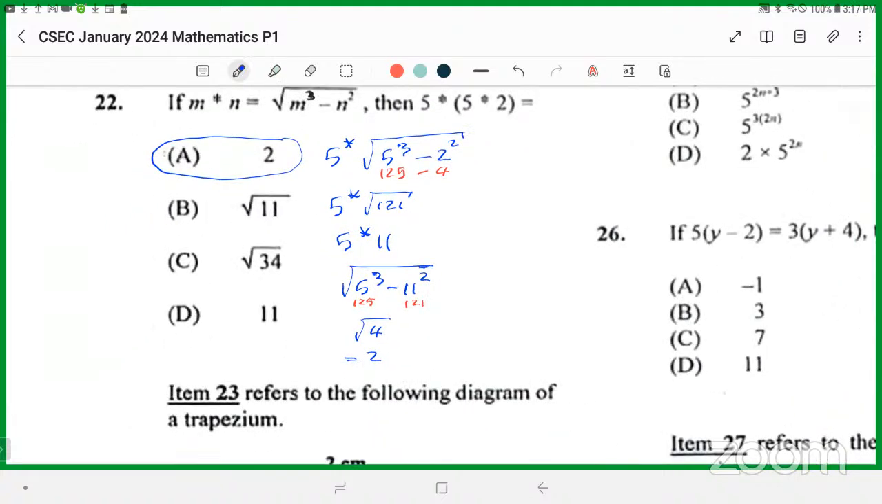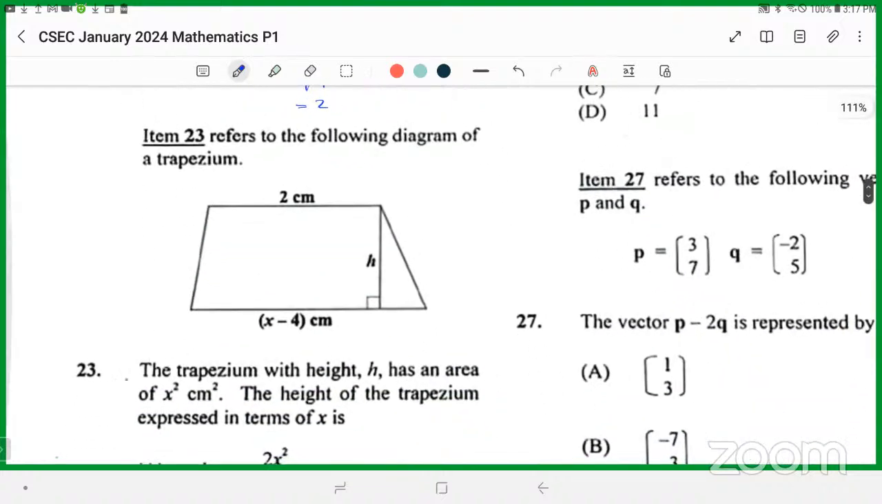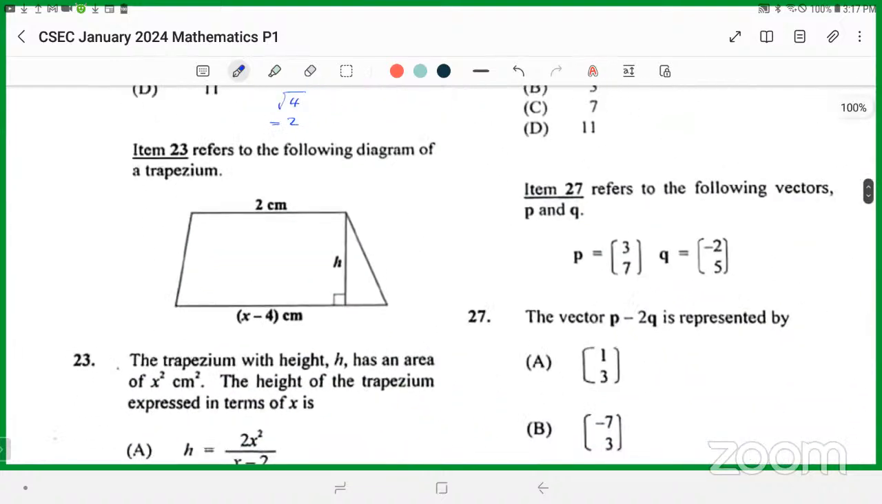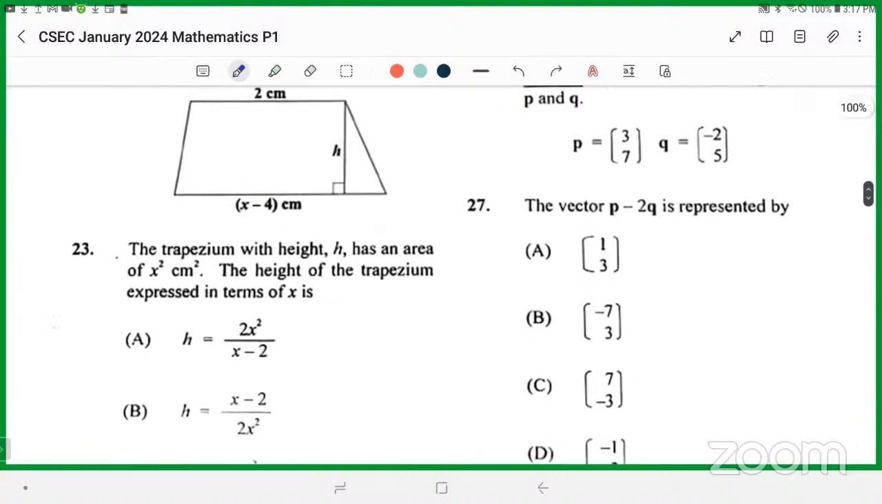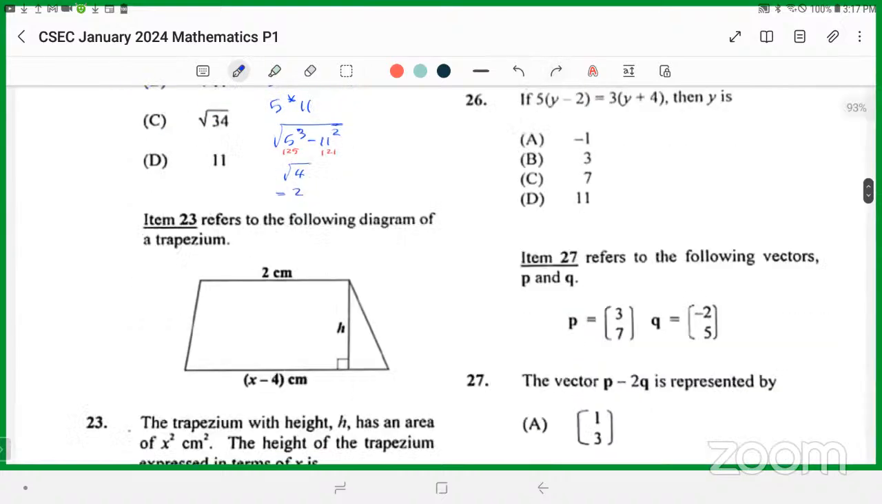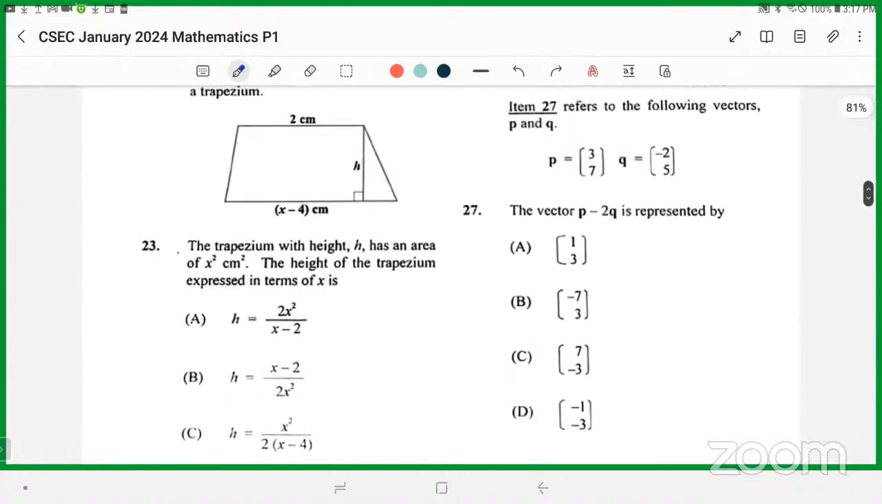Next question. The next one gives us this diagram. It's a trapezium. It says the trapezium with a height h, this is the height h, has an area of x squared. So the area is x squared. It says the height of the trapezium is expressed in terms of x. Which one of these? So we have to set up what they have said. They have said that the area is x squared.